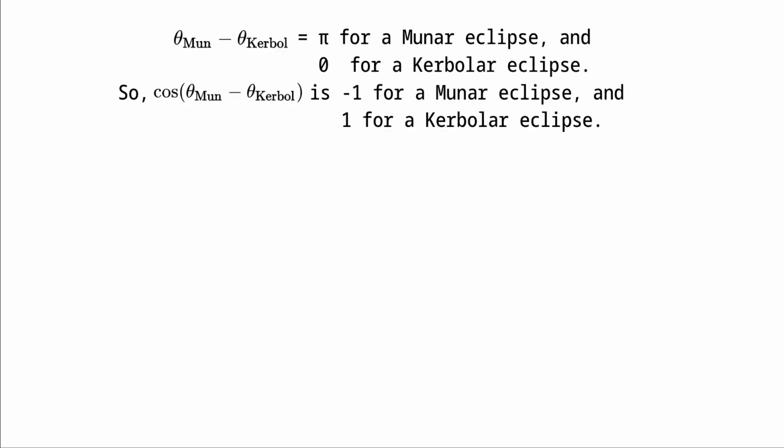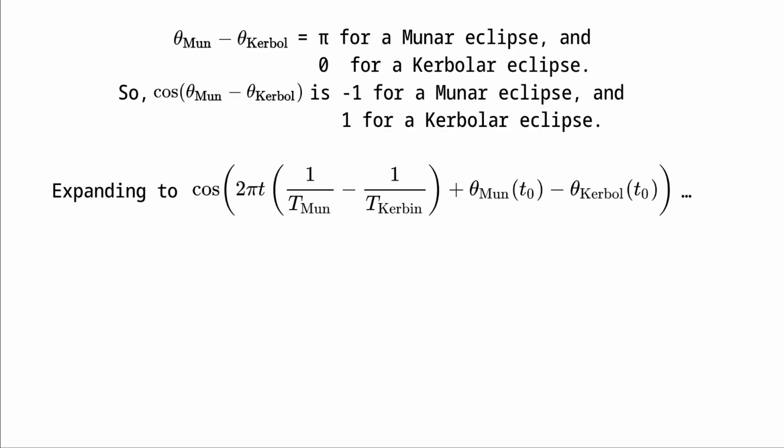For reasons that'll shortly become clear, it's convenient to take the cosine of this difference, which for lunar and Kerbolar eclipses yields values of -1 or 1, respectively, and values between -1 and 1 for all other times. When we expand these angles to their expressions as functions of time, as shown here, we get a sort of eclipse function, which has a periodic character due to the fact that we're taking the cosine.